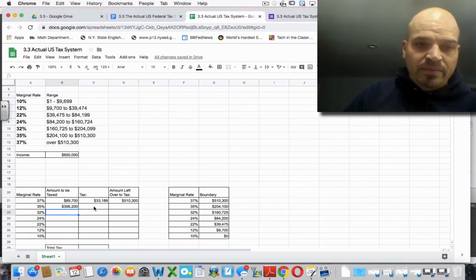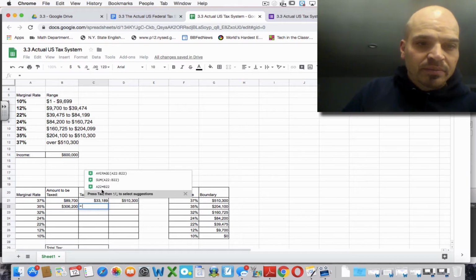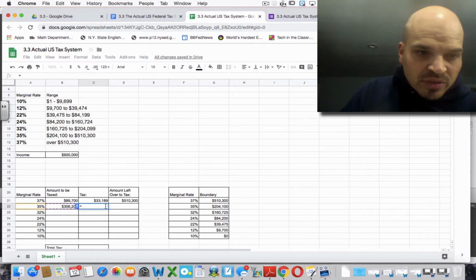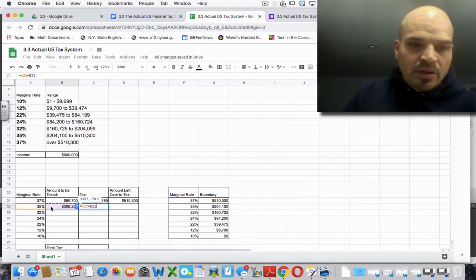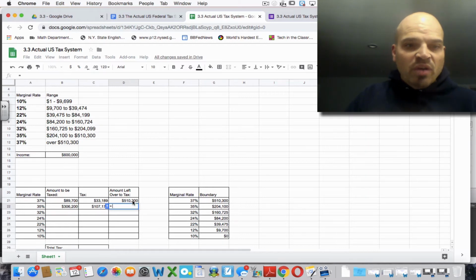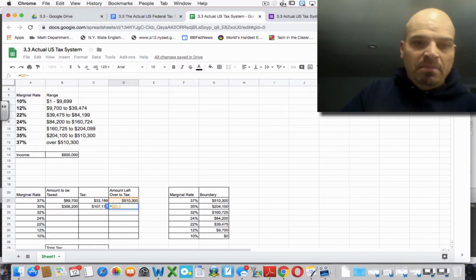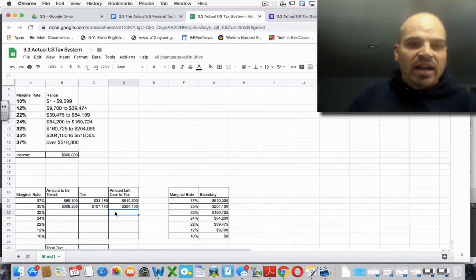The tax will be computed similarly, and so we'll get, equals the 35% times the amount that we needed to be taxed. So therefore, this person's going to pay $107,000 roughly in taxes on that 35%. And we have to figure out how much is left over to tax. Well, we started with $510,000 in this bracket, minus we already taxed $306,000 in this bracket. So now we get $204,100, which of course matches the boundary.